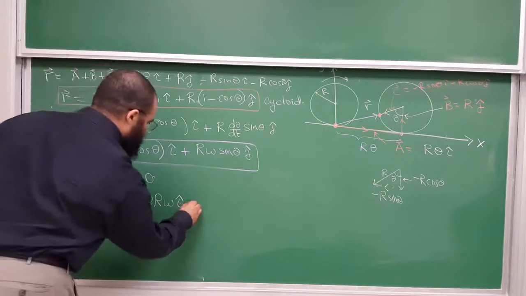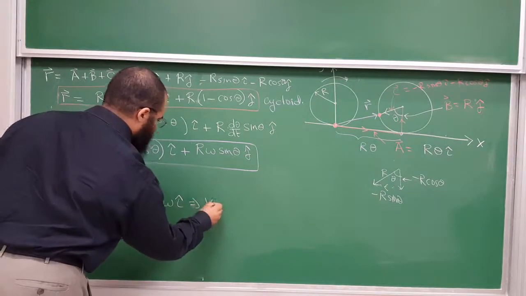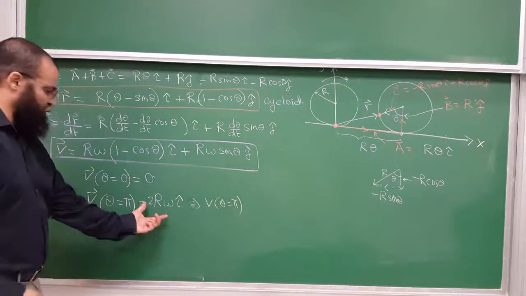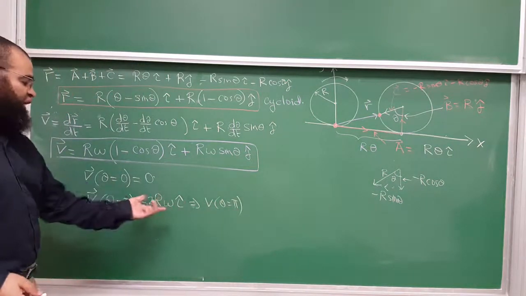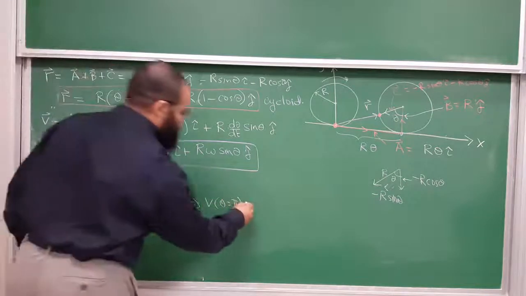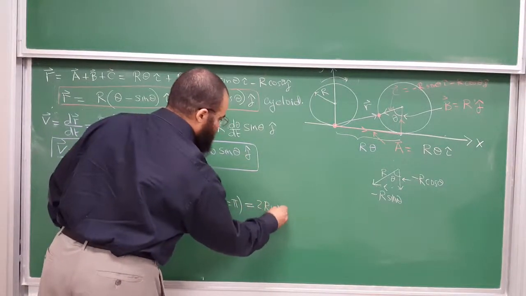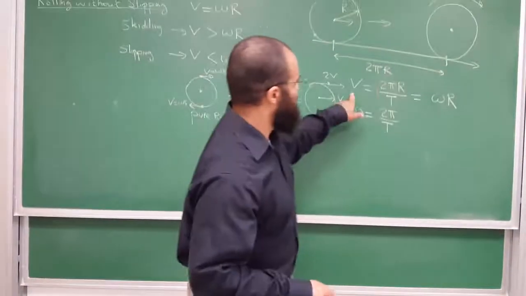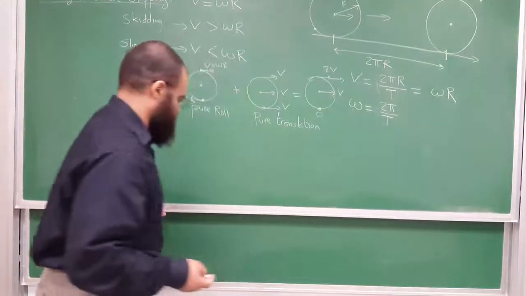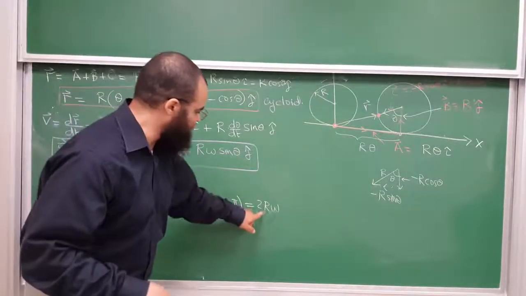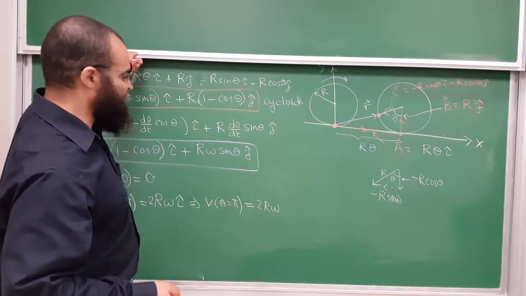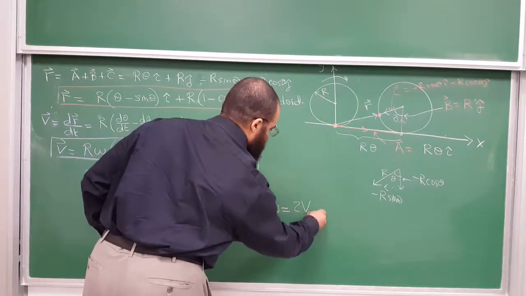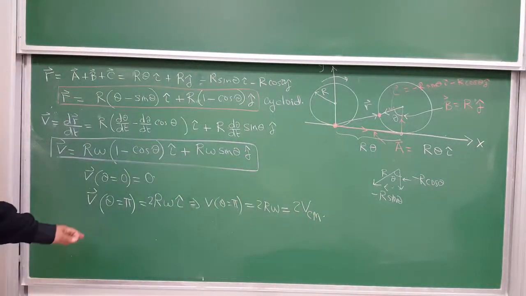So the magnitude of v, when theta is equal to pi. Remember, for the magnitude, here you only have the x component, so it's just 2r omega. And remember, the center of mass is moving at omega r. This one is moving at twice omega r, so it's twice the velocity of the center of mass. So that's what I wanted to prove to you.